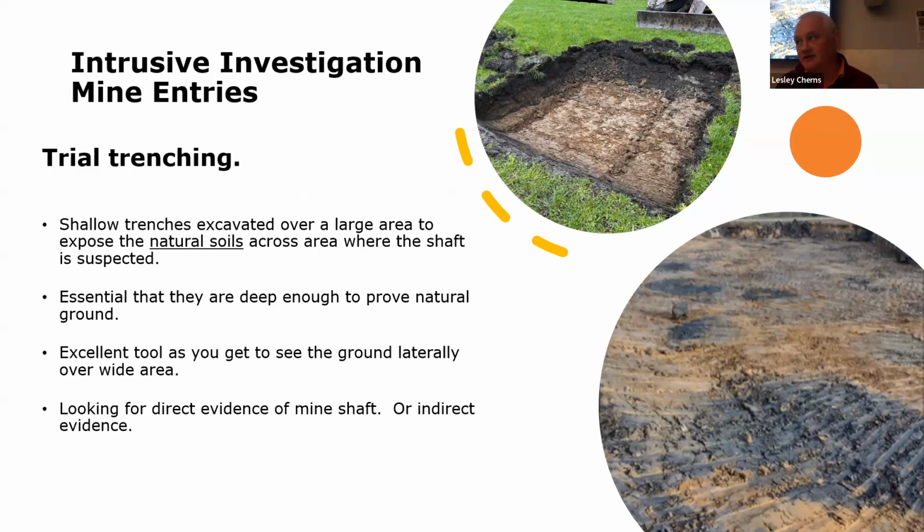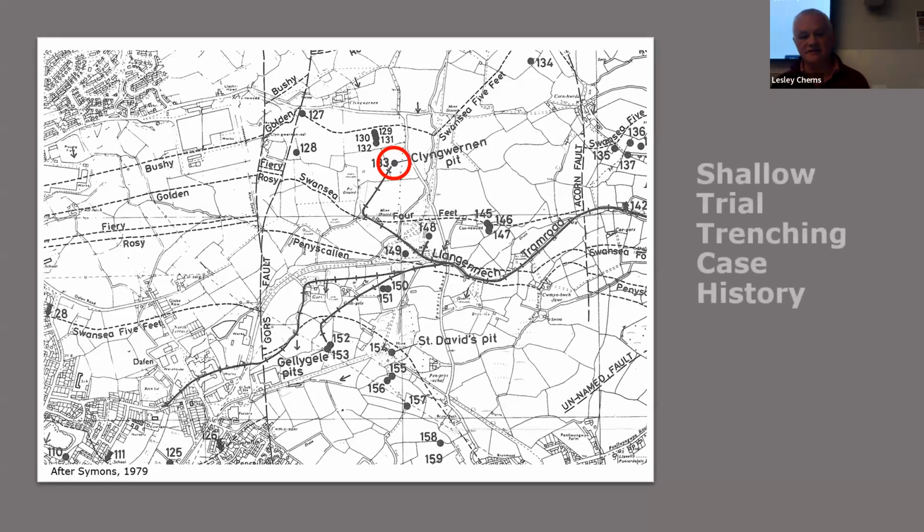It's essential that they're deep enough to prove natural ground and not go into fill and made ground on the surface, because you won't see anything in that. You're looking for direct evidence, but also indirect evidence. This is an example of a site near Llanelli, and this is an extract of that site from Malcolm Simon's book I talked to you about earlier.